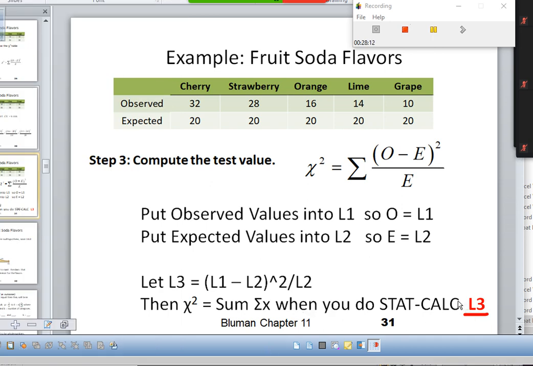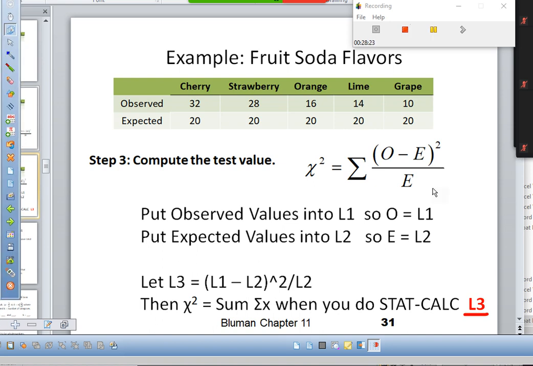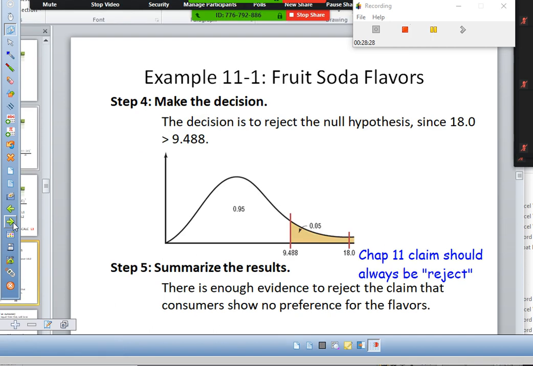Make sure you do stat calc of L3, not of L1, because people always mess that up. So that's why I recommend students are better off just doing it by hand, because there's only going to be 4 of them, maybe even 3 of them. So it's just easier to not run that risk.